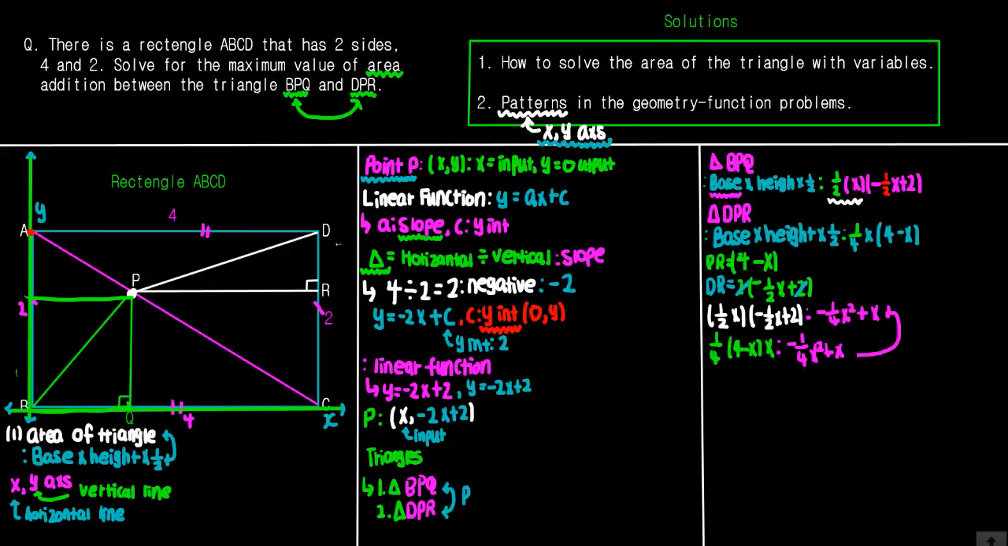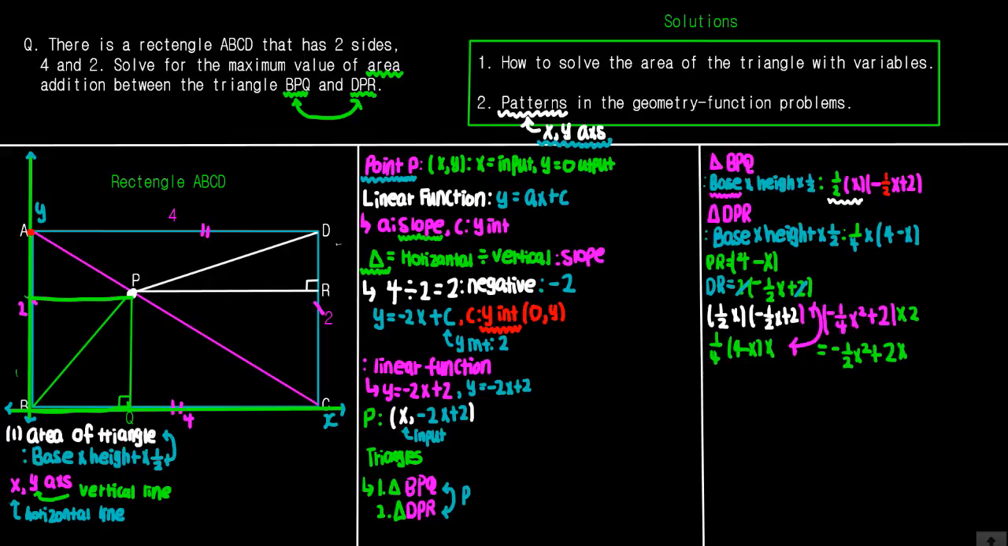But they said we need to solve for the addition, which means we need to multiply this times 2, or add both of them. So it was negative 1 over 4x squared plus x. Our original function was negative 1 over 4x squared plus 2. And then we also have one more, so we can multiply by 2 and write it in a neater way. This will give us negative 1 over 2x squared plus 1. We made a mistake here. This should be positive 2x.